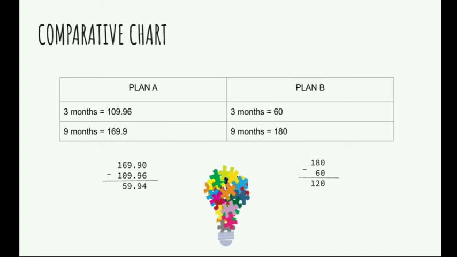On the other hand, if he stays in the city 3 months, but had to pay 9 months in advance with Plan A, he would lose only $59.94, unlike Plan B, with which he would lose $120.